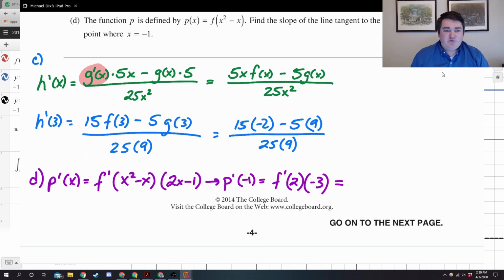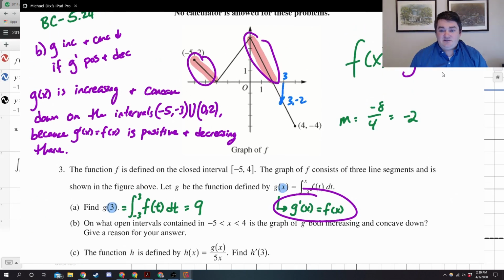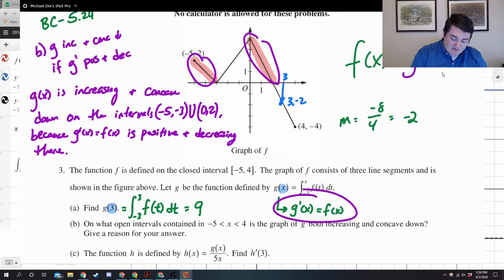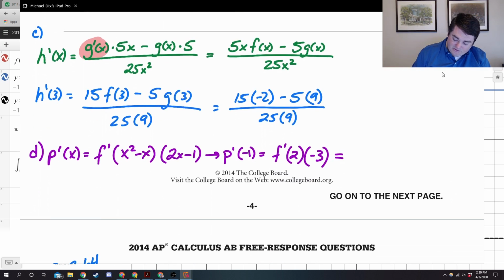How do I know f prime of 2? Again, go back to the graph. F prime of 2, starting to get a little messy here. 2 is right there, that pink dot, and the slope would be the derivative at that point. So the slope of that line, which forever ago we determined was negative 2, that is the slope at that point. So I've got negative 2 times negative 3, which I think I'll simplify that, is 6.